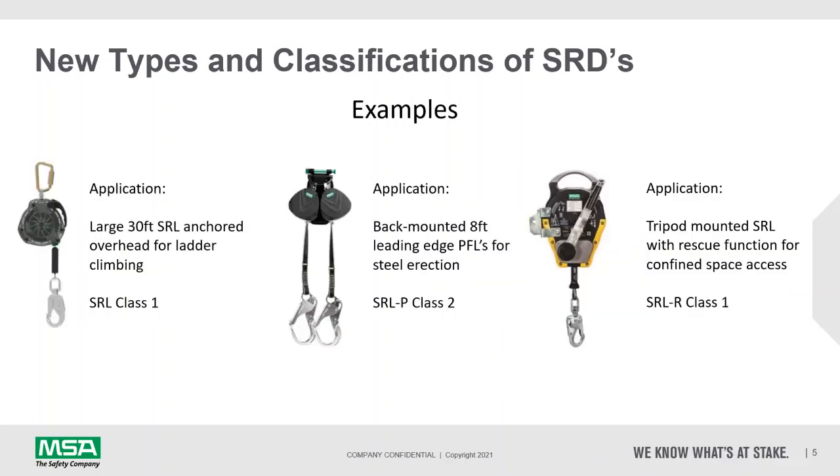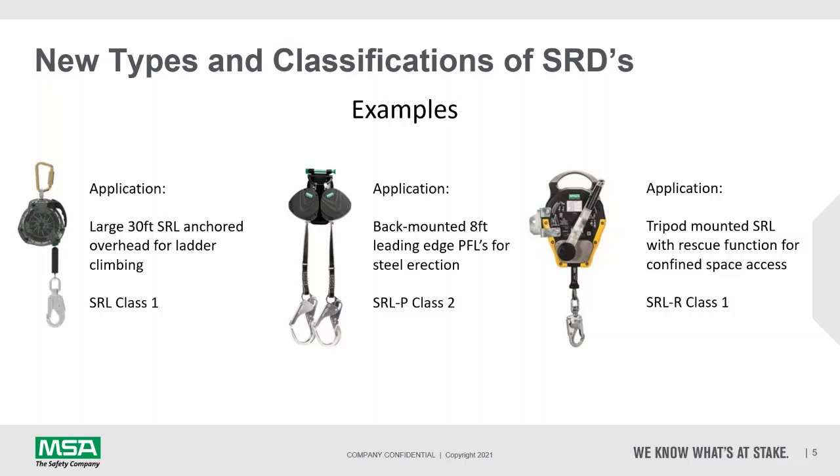So just to give you some quick examples here of what these products look like in the future as far as labeling. So over here, the first SRD I have, this is a traditional 30-foot self-retracting lifeline. It is not rated for leading edge. It's really meant for overhead tie-off, let's say something like ladder climbing. So when this new standard goes into effect, this would be labeled as an SRL Class 1.